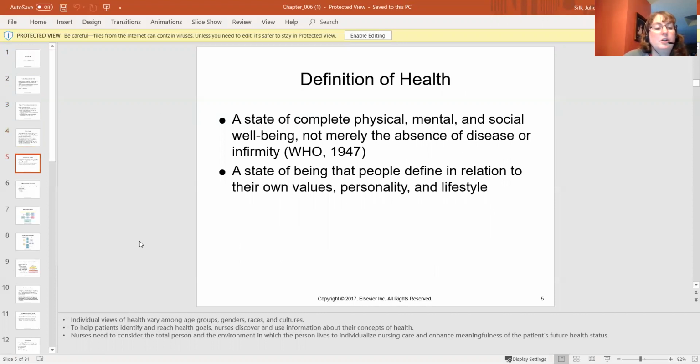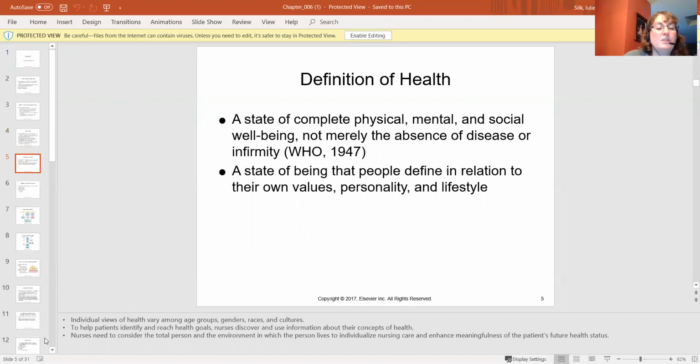So again, back to that definition of health. It's the state of complete physical, mental, and social well-being, not merely the absence of disease or infirmity. This came about from the World Health Organization back in 1947. It's a state of being that people define in relation to their own values, personality, and lifestyle.